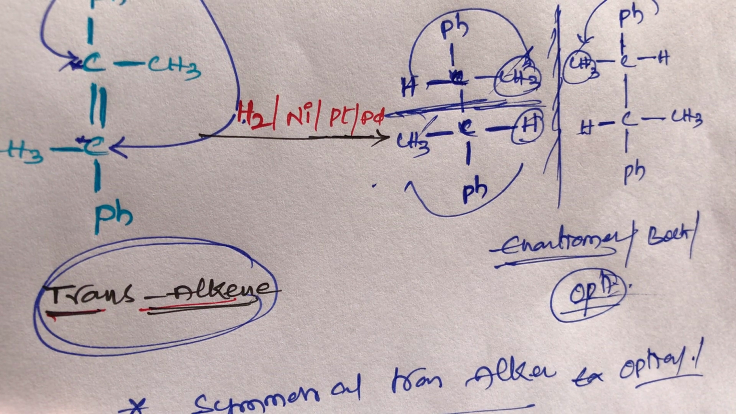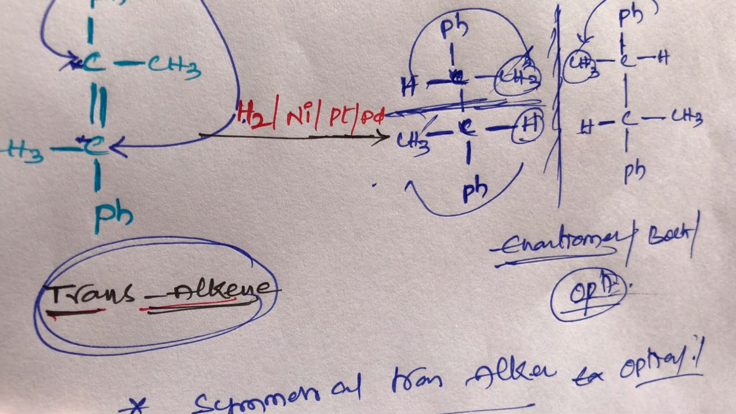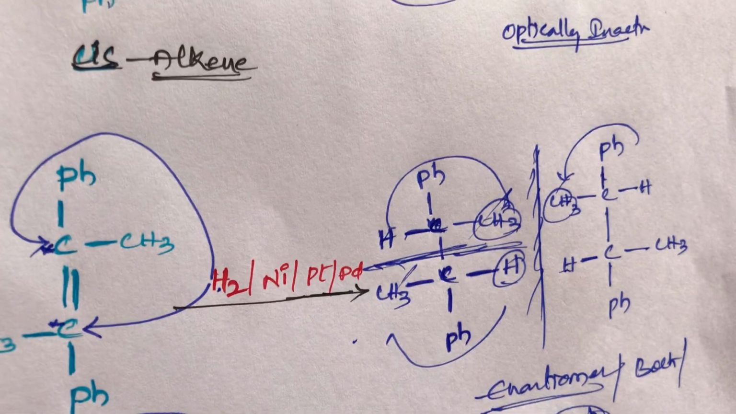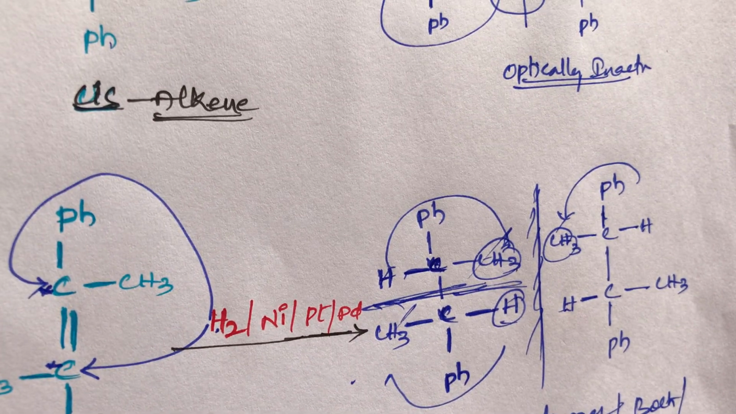And this symmetrical trans alkene exhibits optical isomerism and a racemic mixture is also possible. So this is the simple trick, student, for hydrogenation of symmetrical alkenes and unsymmetrical alkenes.